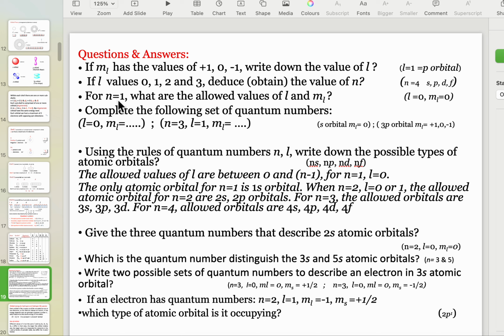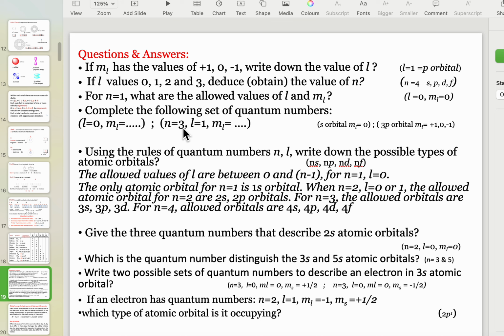Okay, for n equals 1. So this is the main shell 1. Main shell 1 is what? It is S. What are the allowed values of L and ML? So it's an S, the L of the S equals 0, and the ML of the S has only 0. So 0 and 0. Complete the following set of quantum numbers. Okay, so you can do that. If L equals 0, ML equals what? Again 0, and it's an S orbital.